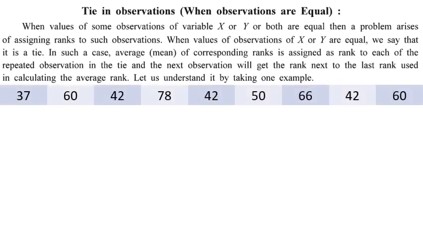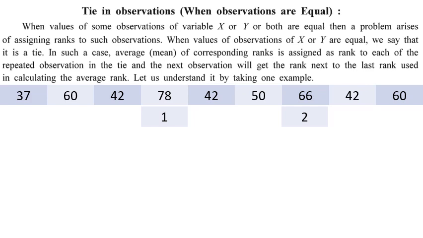For example, these are the observations available: 37, 60, 42, 78, 42, 50, 66, 42, 60. Now the first rank will be assigned to 78. Naturally 78 will get the first rank. Once 78 gets the first rank, the next rank is received by 66. Now the next should be given to 60, but as you can see there are two 60s here. So the ranks are 3 and 4.